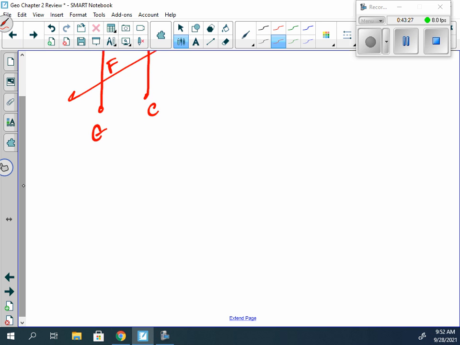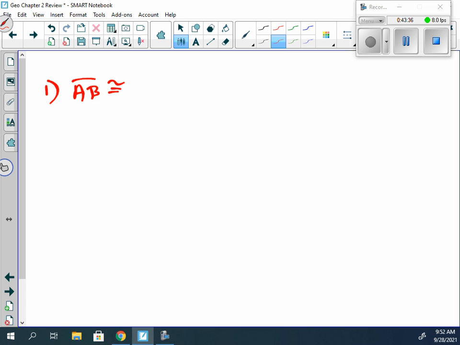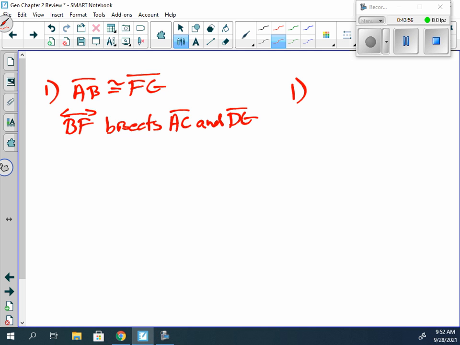Number 14. Well, we didn't even need that, because the given information tells us that AB is congruent to FG and BF bisects AC and DG. If y'all want to see this, y'all can stay in here. If you don't, you can go on and leave. I'll write a note for any of y'all that stay. This is given information.